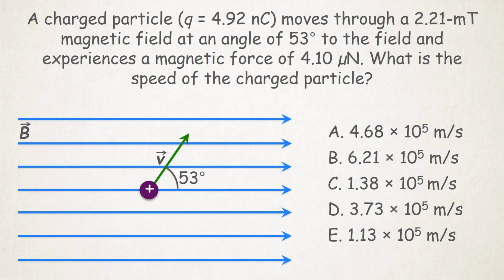Consider a charged particle that carries positive 4.92 nanocoulombs of charge and moves through a 2.21 millitesla magnetic field at an angle of 53 degrees to the field. If the particle experiences a force of 4.1 micronewtons, what's the speed of the particle?